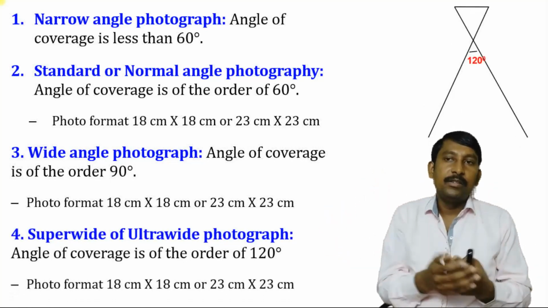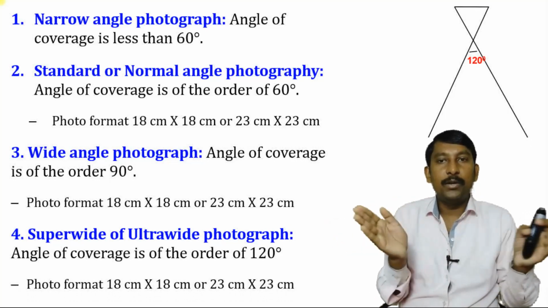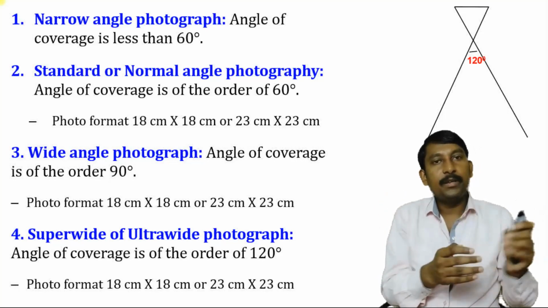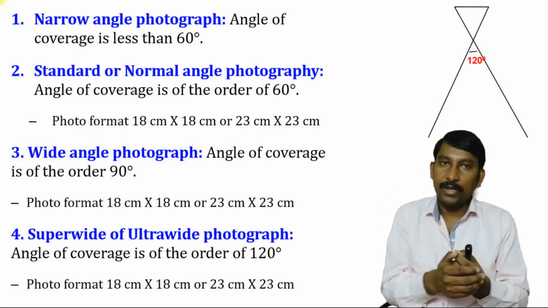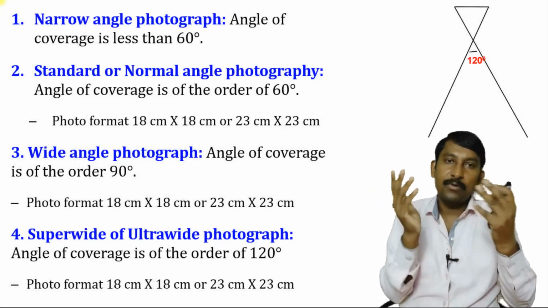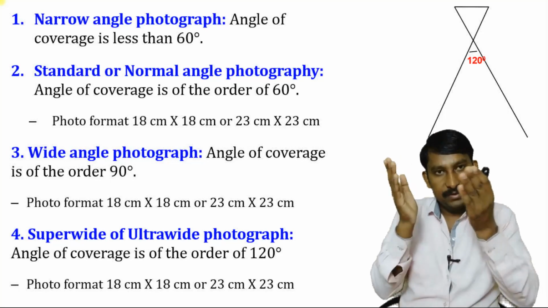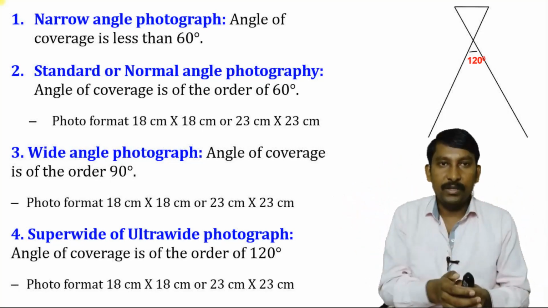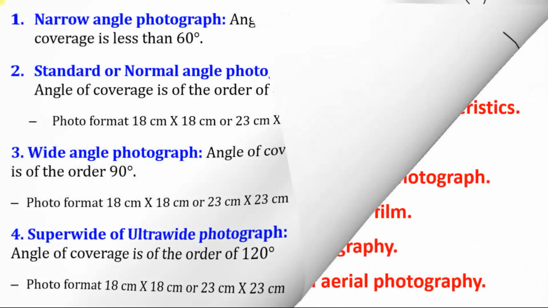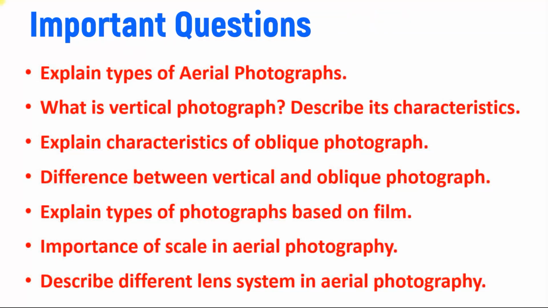And last is the super wide or ultra wide photographs. Angle of coverage is of the order of 120 degrees and photo format 30 centimeter by 30 centimeter or 20 centimeter by 20 centimeter. So narrow angle, standard angle, wide angle and super wide angle photographs: these are the four types of photographs. Selection of these types depends on the surveyor or the need of the area. Next, important questions regarding the types of aerial photography.